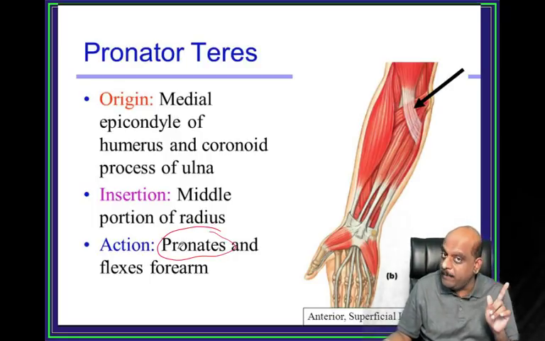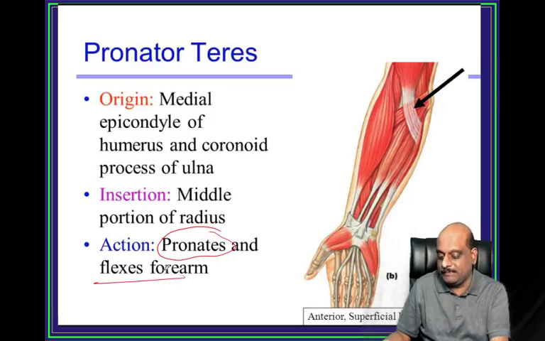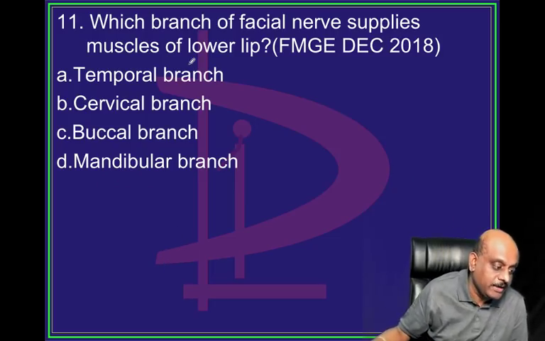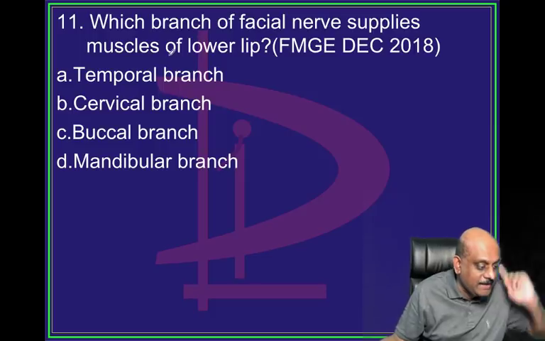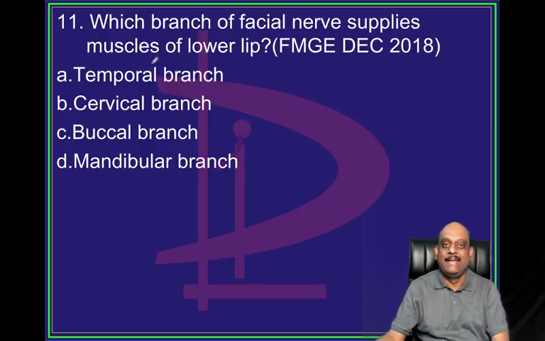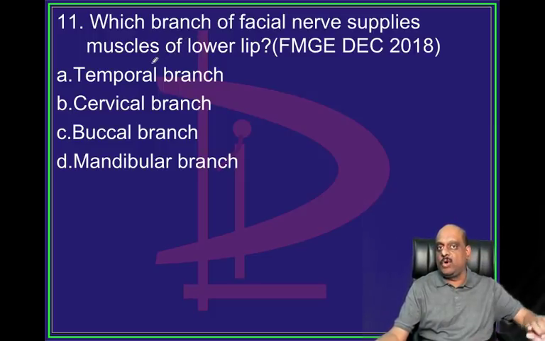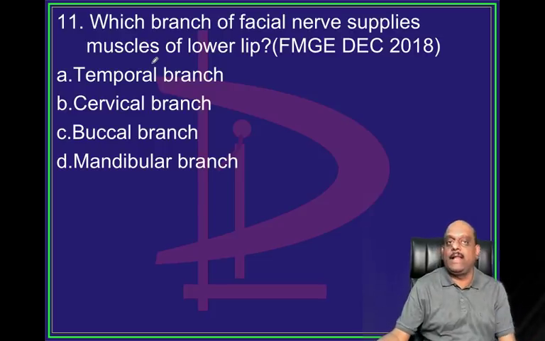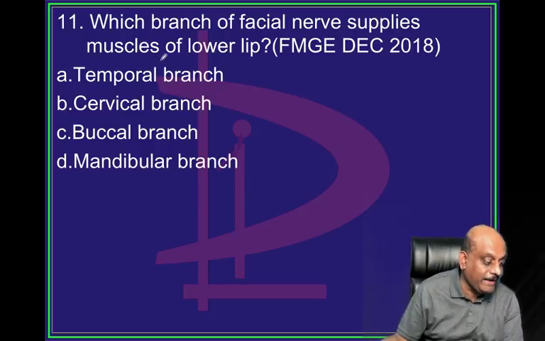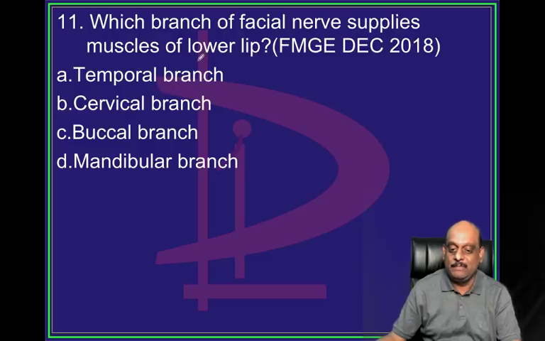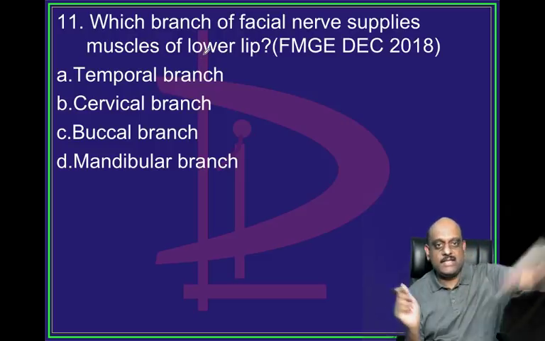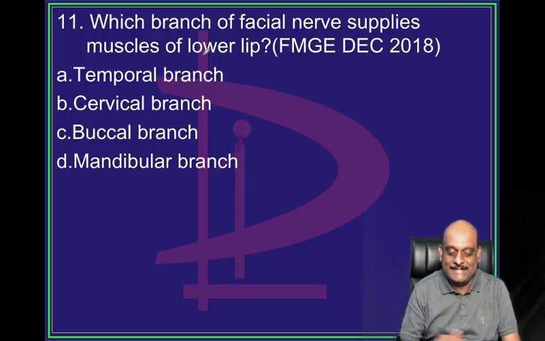Pronator teres not only pronates, it flexes the forearm. Now doctor, golfer's elbow, Shweta ji is rightly saying. Tennis elbow is lateral epicondylitis, golfer's elbow is medial epicondylitis, as all of you know very well, right? Each MCQ we are chasing like a golf ball, that's the reason.